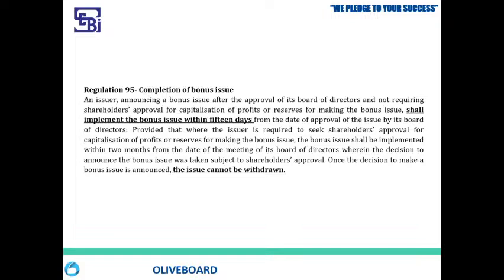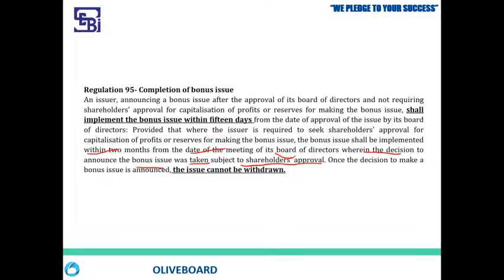All right, when you decided, please read the line carefully, within 2 months from the date of meeting of its board, wherein the decision to announce the bonus issue was taken subject to the shareholders approval. So the timeline is 2 months. So once the decision was made in the board meeting, subject to shareholders approval, you have 2 months time in your hand. Within that you should finish.